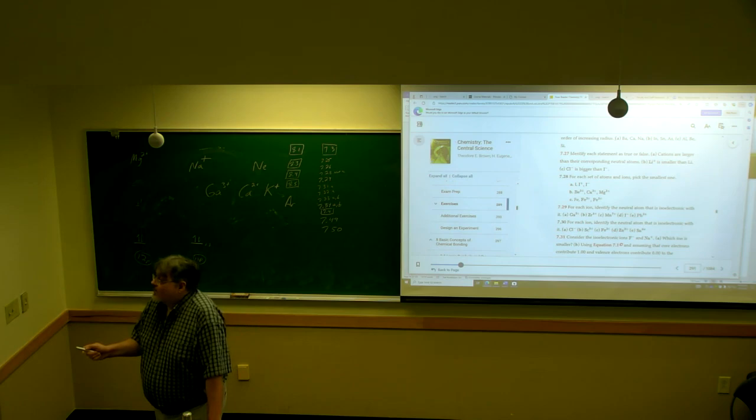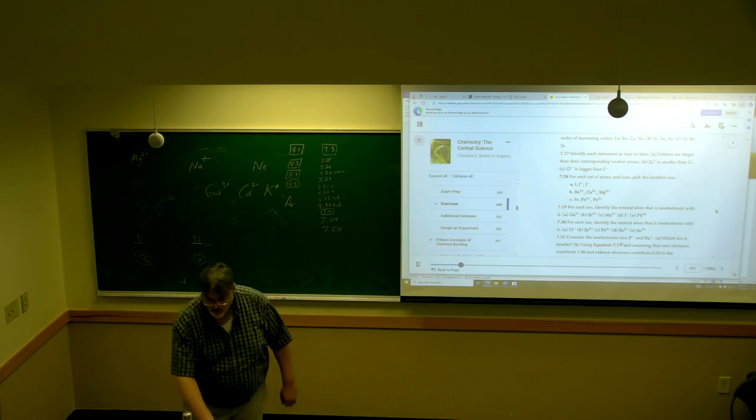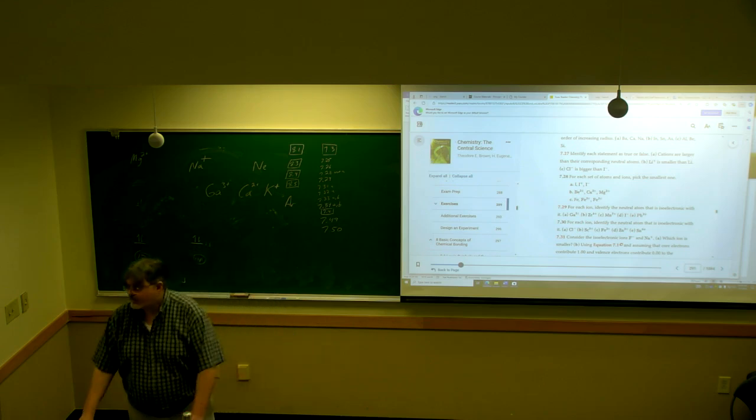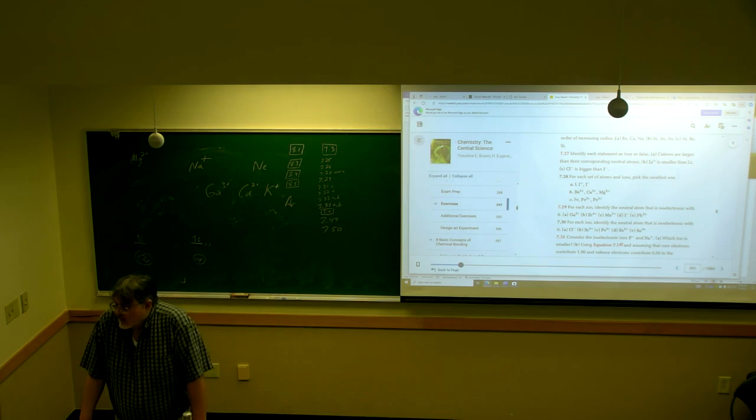Argon has 18 protons in the nucleus and 18 electrons. Potassium has 19 protons and 18 electrons because it loses one of them to become positive. Calcium has 20 protons in the nucleus, but 18 electrons around it. So 18 again. And gallium, once it loses its 3 outer electrons, becomes 18 electrons again. So all isoelectronic is the same number of electrons.